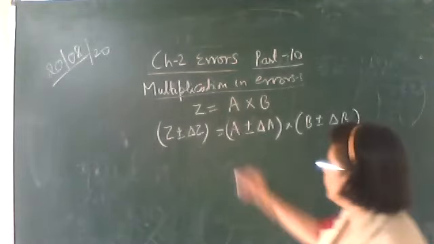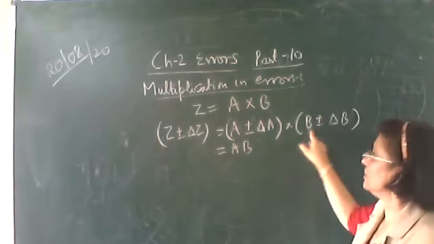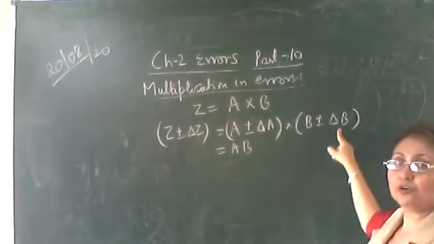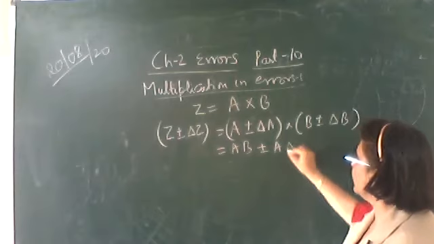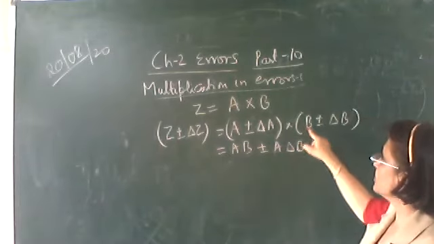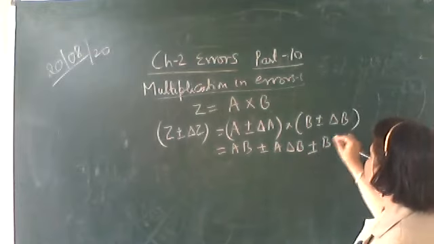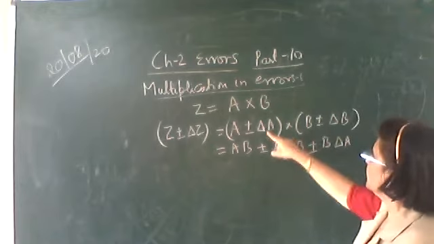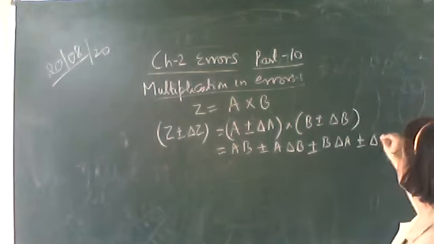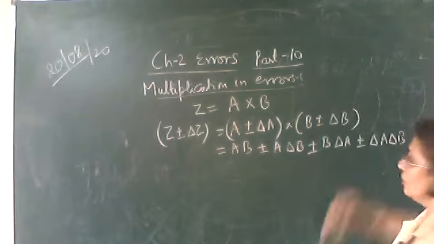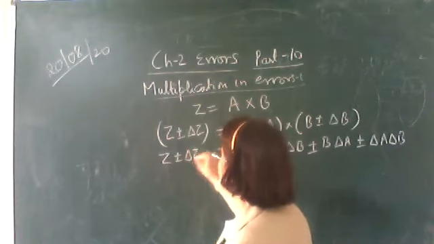Now let's simplify it. On the right hand side we multiply a into b, the first term. The second term, a into plus minus delta b, so this will be plus minus a into delta b. The next term, b into plus minus delta a, so plus minus b into delta a. The last term, plus minus delta a into delta b. Whereas on the left hand side it is z plus minus delta z.